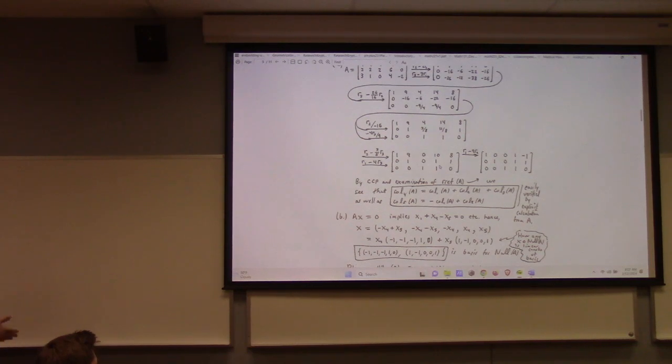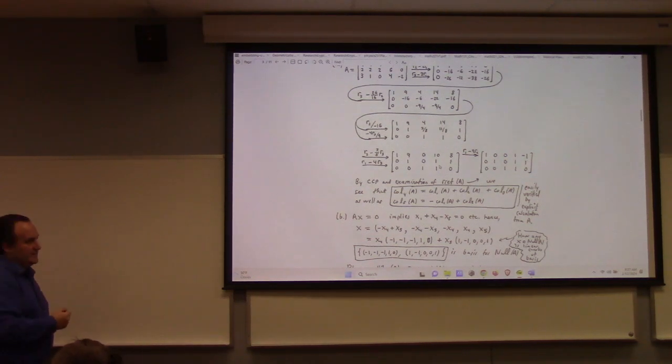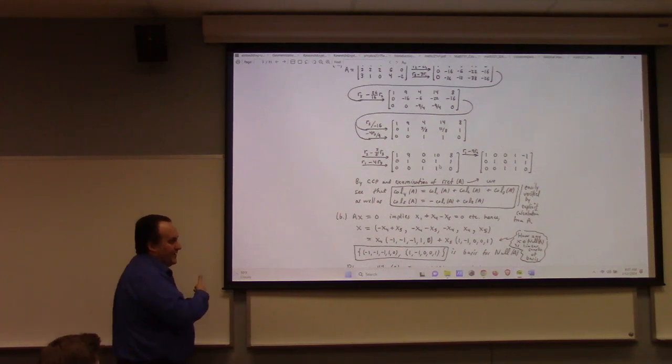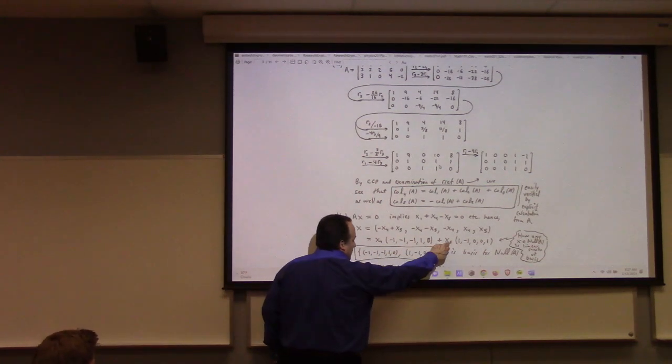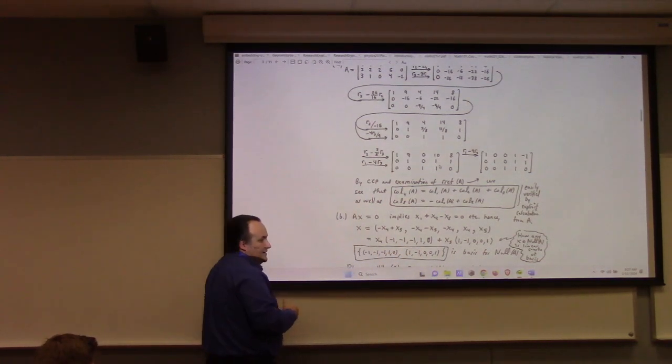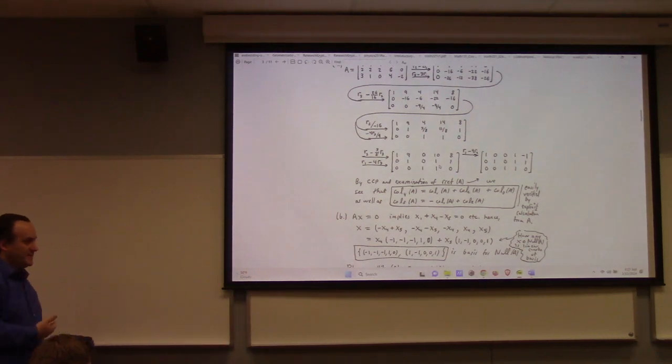All right, that's the procedure. Row reduce the matrix, identify the defining equations, write them into the vector solution for AX equal to 0, and then factor out the free parameters. What remains, those two vectors, will by necessity be linearly independent, and they will form a basis for your null space. That always happens. Unless, of course, your null space is just the 0 vector.